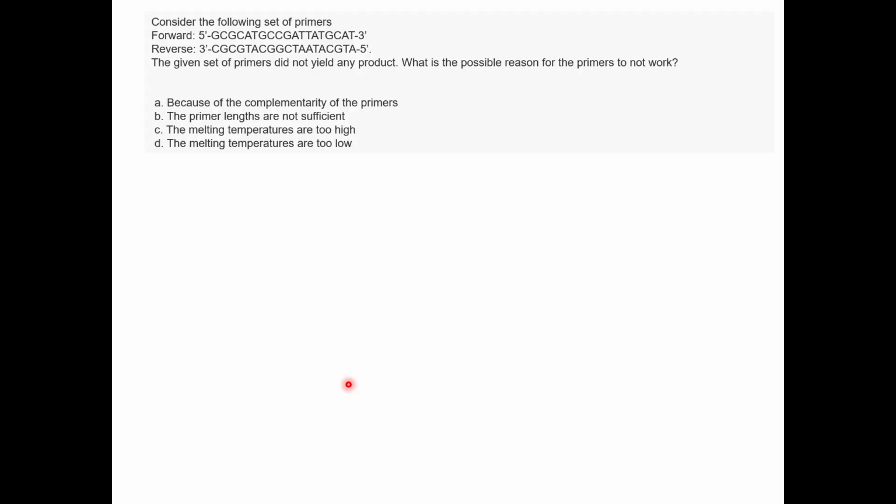Next, we have a forward sequence of primer, then we have a reverse sequence of primer. The given set of primers did not yield any product for PCR. So, what could be the possible reasons the primers do not work? It could be because of the complementarity of the primers, or because of the length of the primer, or the melting point being too high or too low.